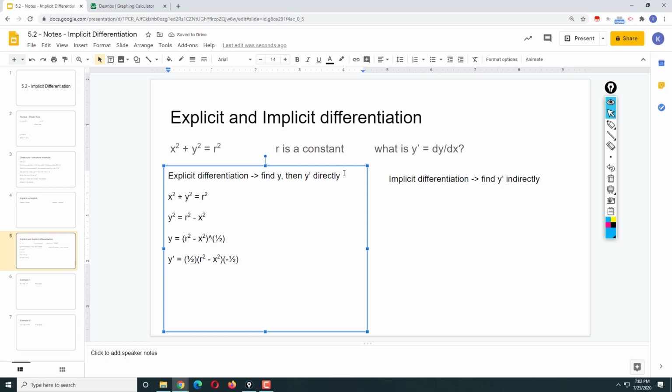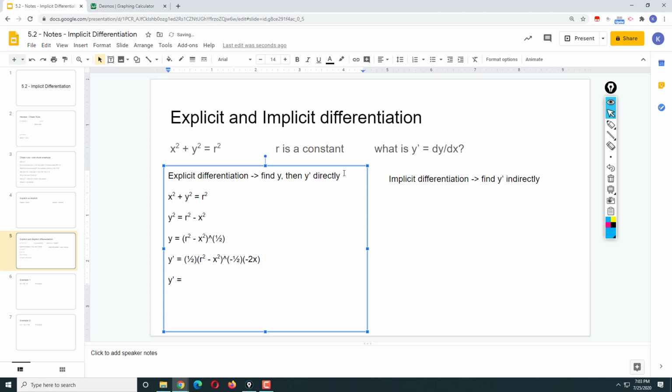In other words, the derivative of this will be 1/2 times r squared minus x squared to the negative 1/2 power. By the chain rule, we also have to take the derivative of the inside term, r squared minus x squared. The derivative of r squared minus x squared is negative 2x. Okay, so there's one more term, times negative 2x. So if y is the square root of r squared minus x squared, then y prime is 1/2 times r squared minus x squared to the negative 1/2 power times negative 2x. Simplify this a little further.